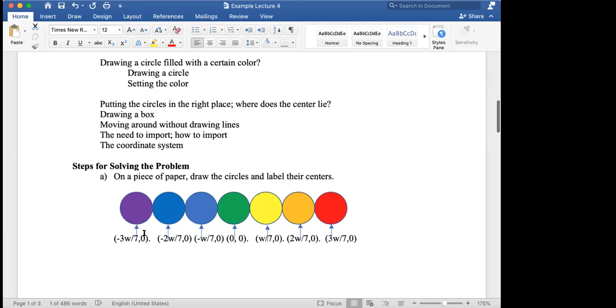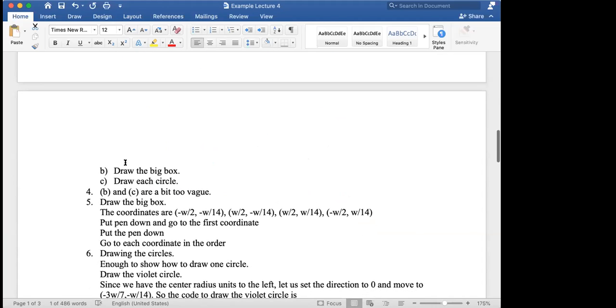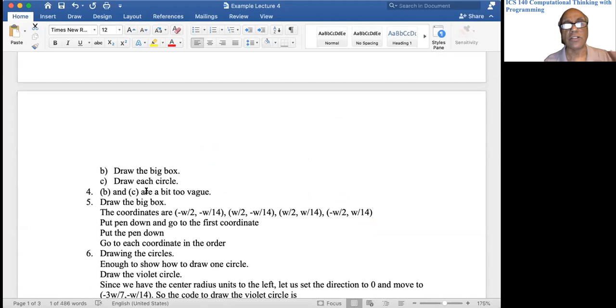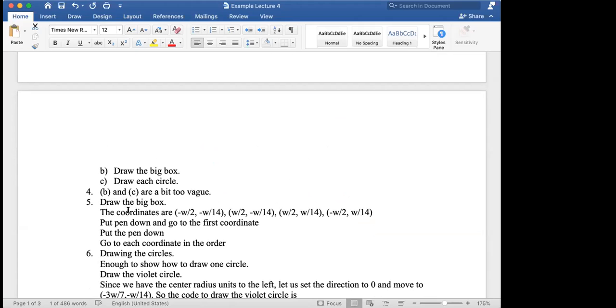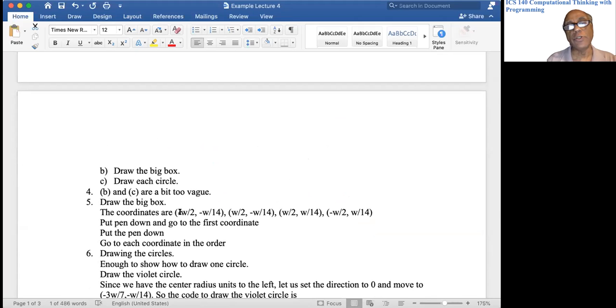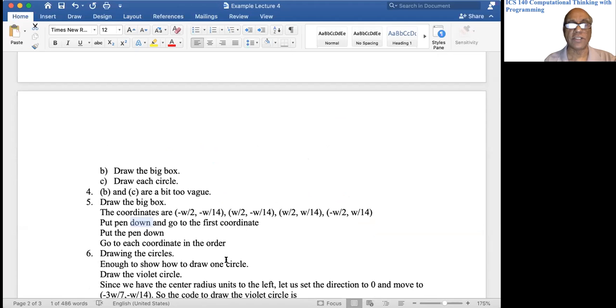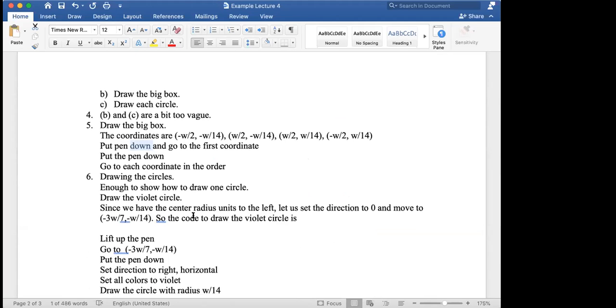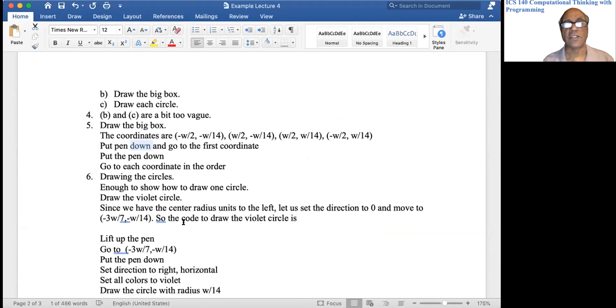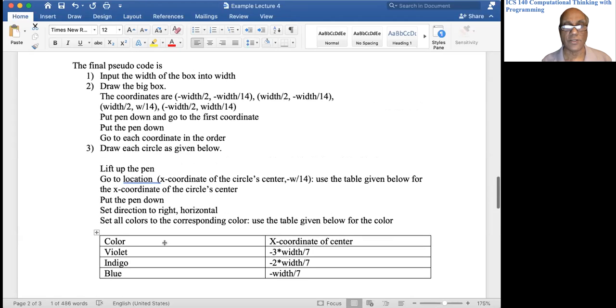And then, what are the big things? You have to draw the big box and draw each circle, but that is too vague. That is how I'm going to show them. These are the logic. How do you draw the big box? You need to know what the coordinates are, and then you need to put the pen up, go to the first coordinate, pen down, and then draw all the four sides. So that would be unique to turtle. And then you need to draw the circles. If you can draw one circle, you can draw the others without much problem.